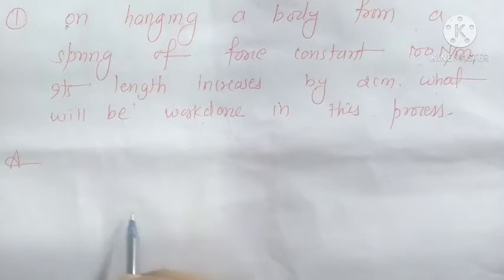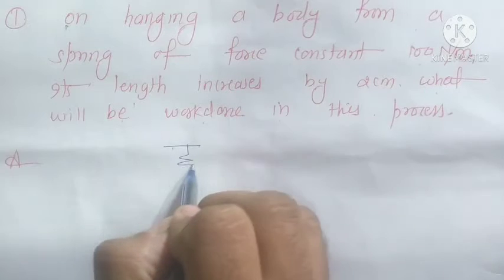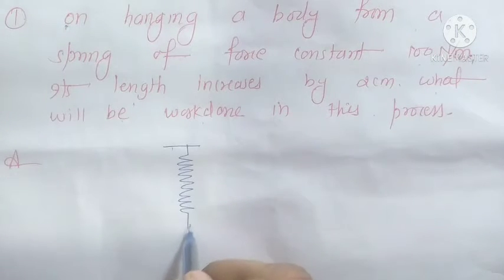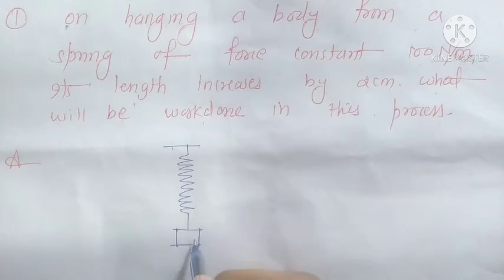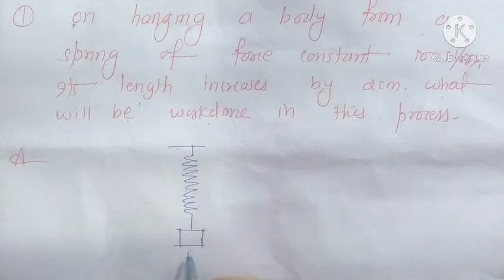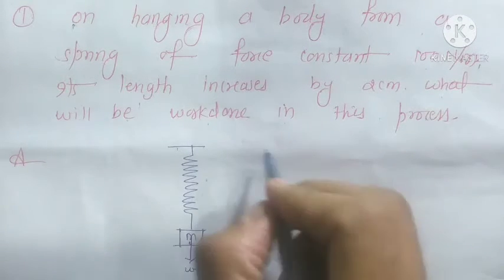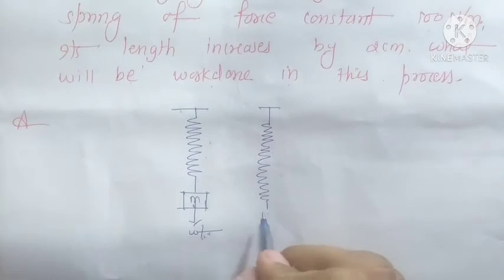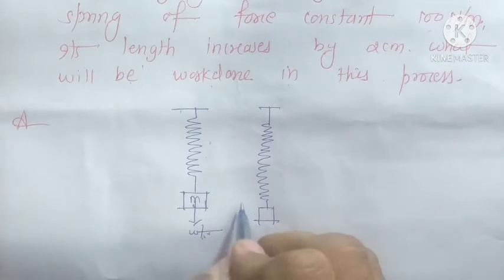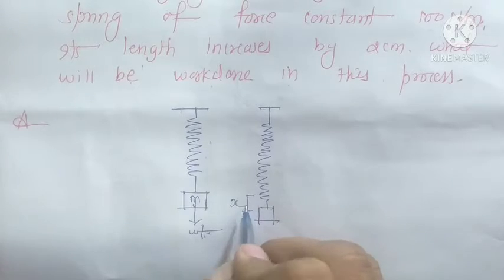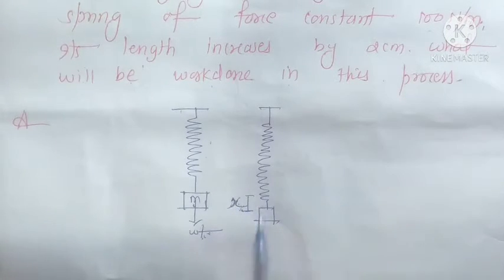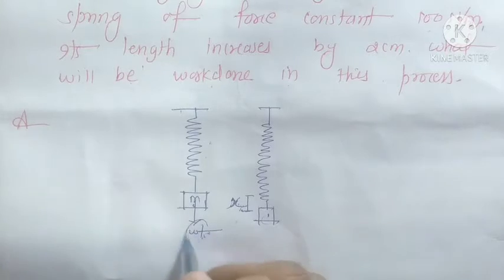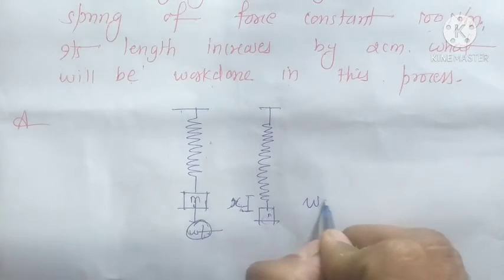So what do we do here? We take a spring, and we take a body, and this body is attached to the spring. The weight of the body always acts in the vertically downward direction, because of which this body will undergo some displacement, that is x. Displacement x here is done by this body due to its weight. So now we have to find the work done.